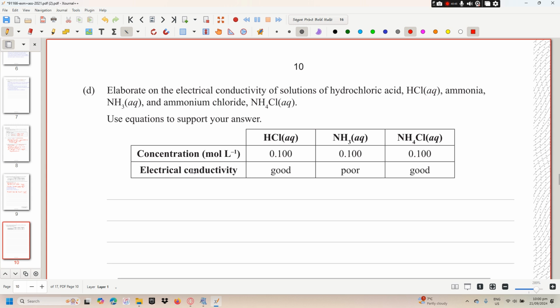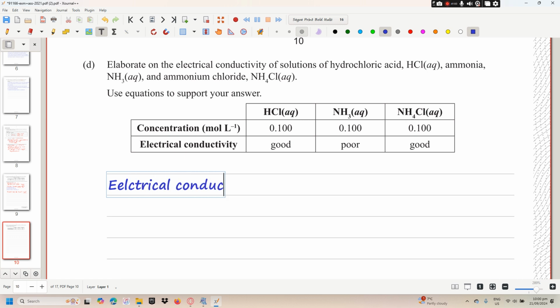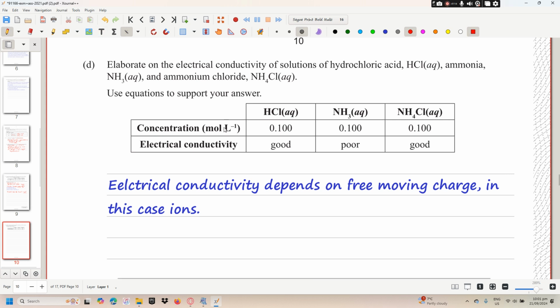How about electrical conductivity of solutions of this and this? Alright. So good or good. All got the same concentration. So your first line should be electrical conductivity depends on free moving charge. In this case, ions. Alright. There you go. That's a good starting sentence, and now you think about it.